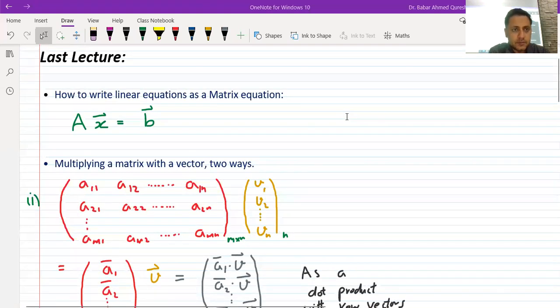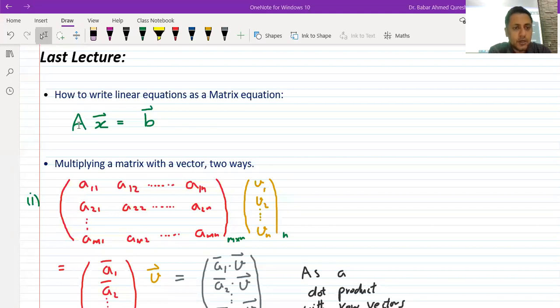So in last lecture, we saw how to write linear equations as a matrix equation. So over here, A is the matrix of coefficients, X is a column vector which carries the unknowns, and B is a vector of constants.